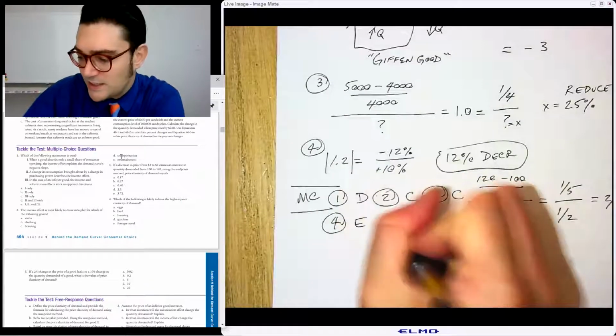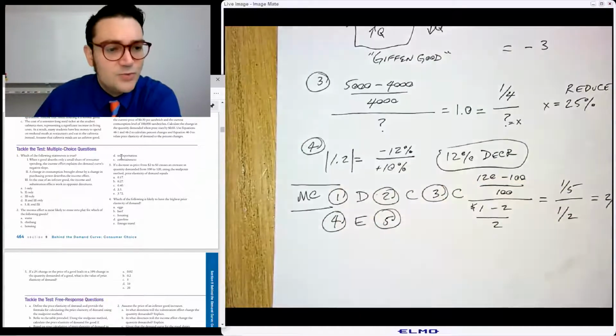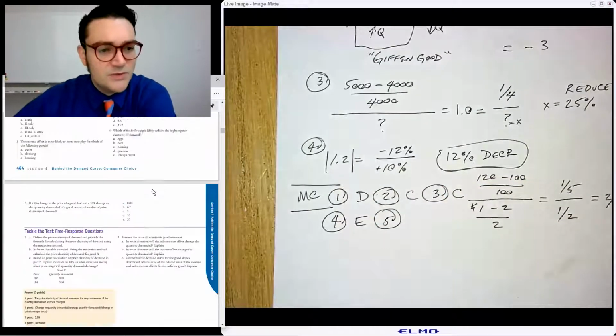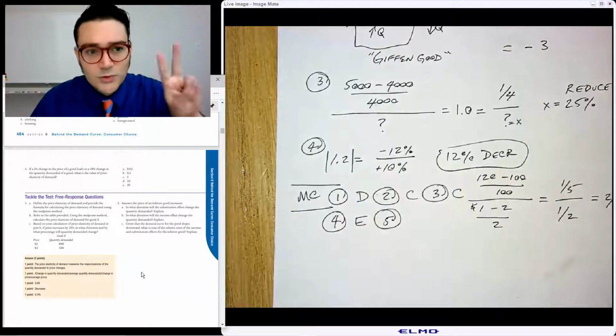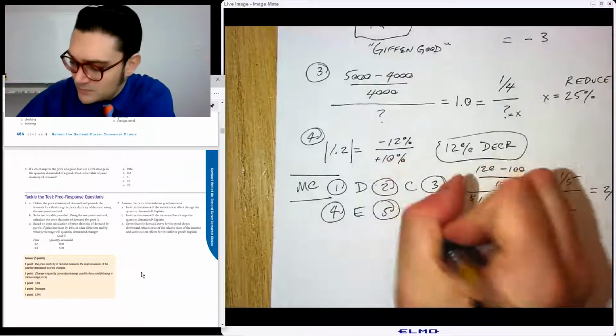So we'll say that. Number 5, 2% change in the price of a good, let me scroll that just a little bit, leads to a 10% change in quantity demanded. What's the value of PED? So 10% over 2% is 5, C.